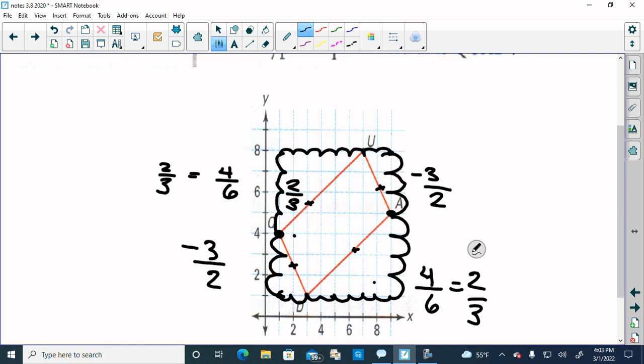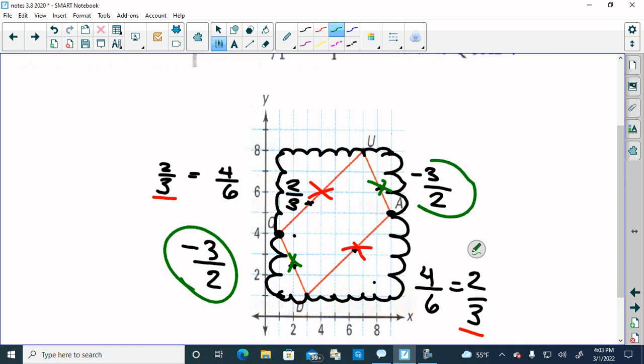This is where you check it. Okay, so on a rectangle, opposite sides would be parallel to each other. So opposite sides, this side and this side would have to have the same slope, which they do. Then this side and this side would have to have the same slope, and they do. So that would just make it a parallelogram.